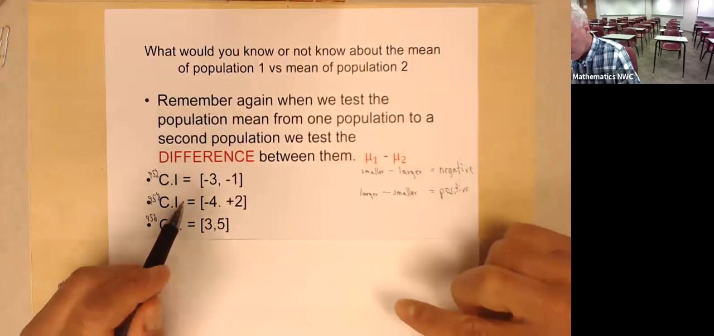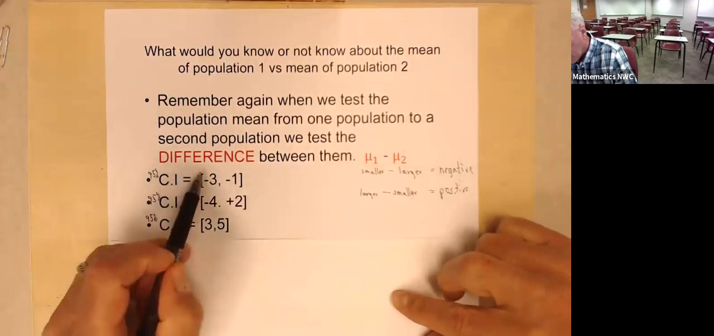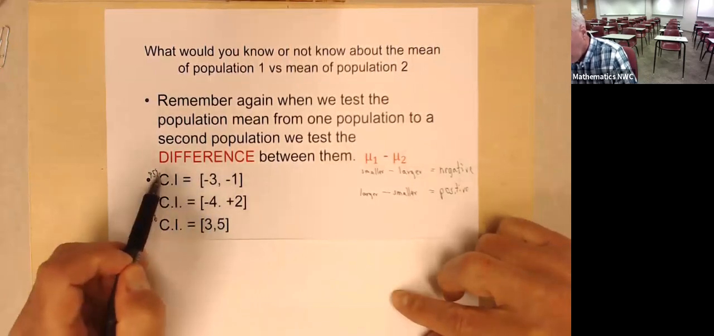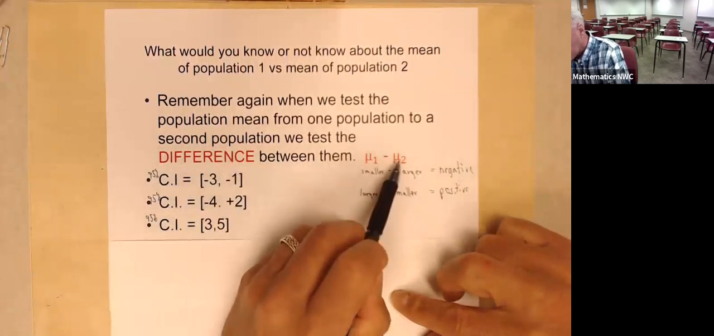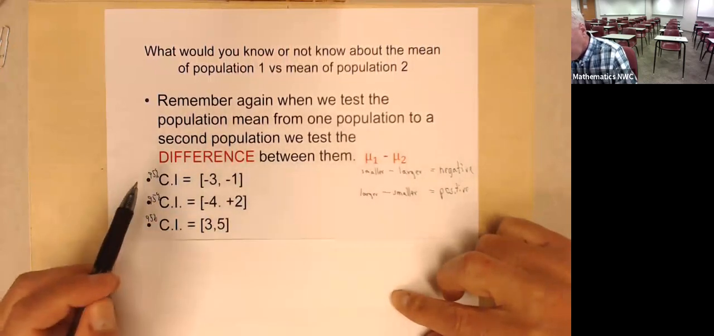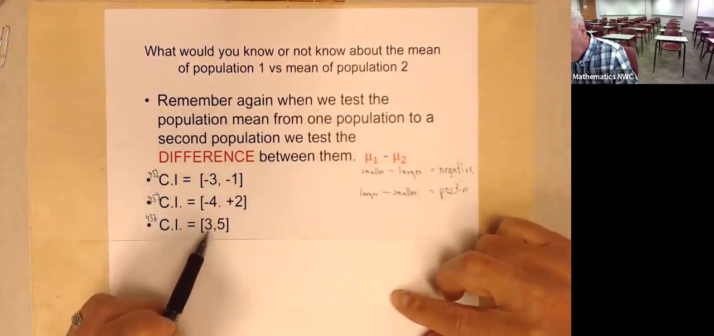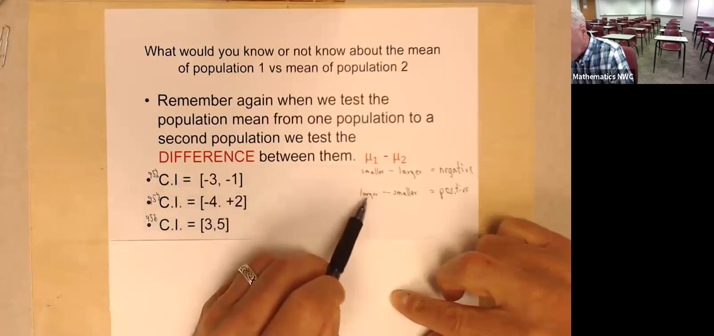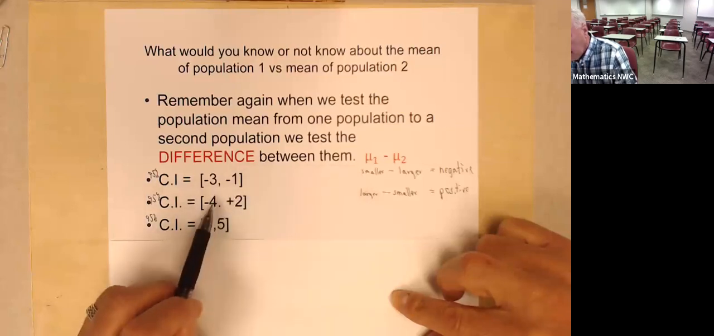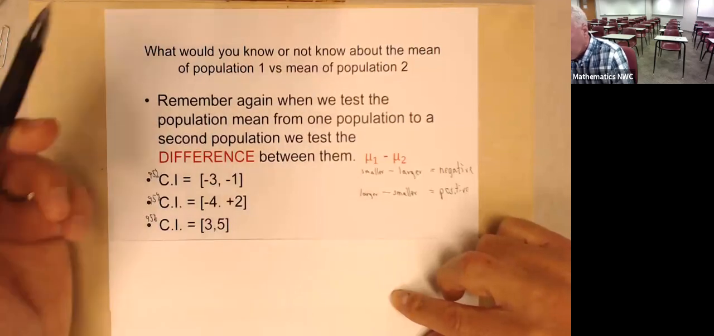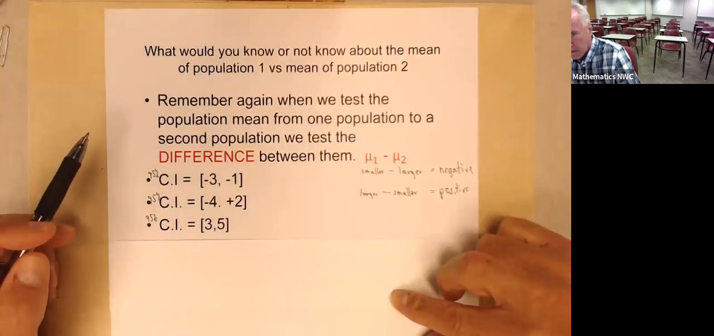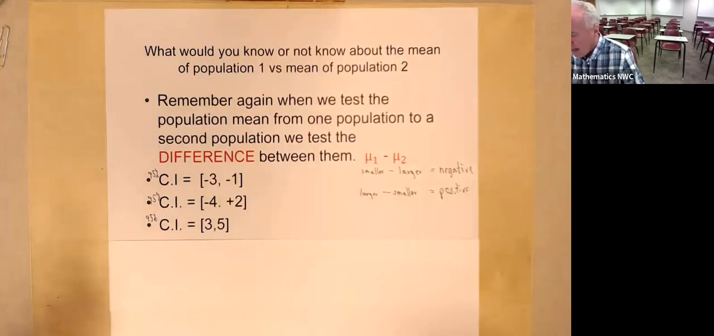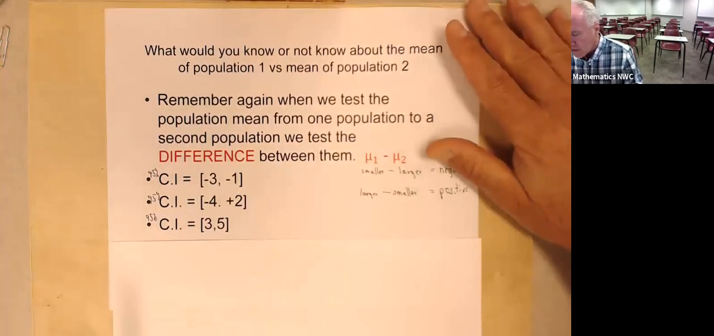So, in conclusion, if the entire interval is negative, you're 95% sure that the second mean is bigger. The third one here, if the entire interval is positive, you're 95% sure that the first mean is larger. If you got a negative and a positive, you really are not sure which one is greater. You'd have to be saying, I have no reason to doubt that they're still equal.